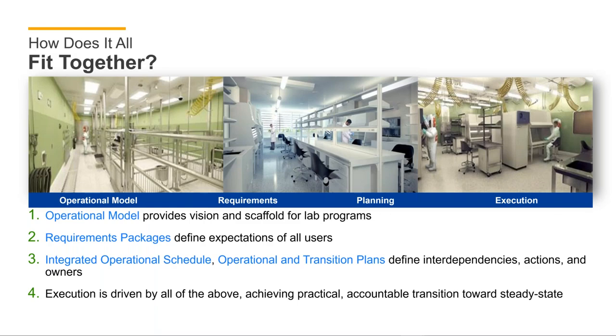When it comes down to how this all fits together, that operational model provides a vision and a scaffold. The requirements packages really define expectations of all users. Those requirements packages now can be used to build a truly integrated operational schedule, which results in operational and transition plans. All these things define the interdependencies, actions, owners, etc. So, to my point just two slides back, execution is really driven by all of the above, hoping that we're going to achieve steady state in a very practical and accountable way.